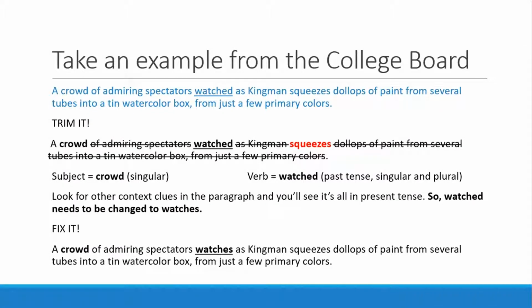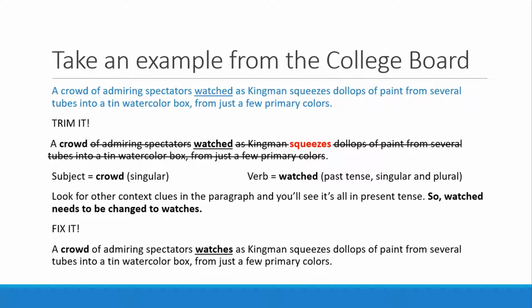Here's an example from the College Board. The sentence that we're dealing with is in blue. Keep in mind, this sentence is taken out of context right now. It comes from a longer passage with a couple of paragraphs. That's important to know because we need to pay attention to the tense of the paragraphs that come before and after, as well as the tense within the paragraph, to know if our verb and subject agree.